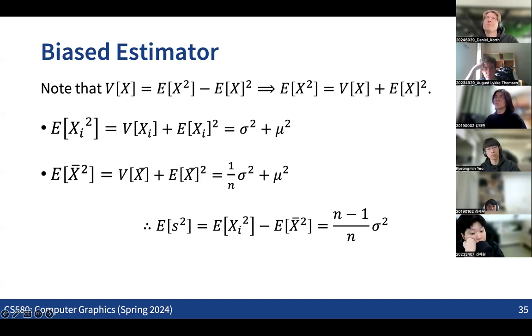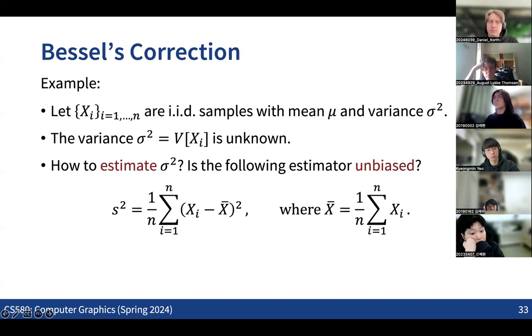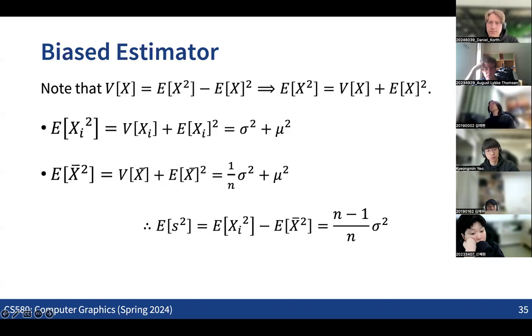While this estimate looks very intuitive for estimating the variance, the expected value of this estimate does not match the variance that we want to get. In that sense, this is a biased estimator. Then how can we modify the estimator to get an unbiased estimator? We know that S squared is a biased estimator of sigma squared, so what is the unbiased estimator?